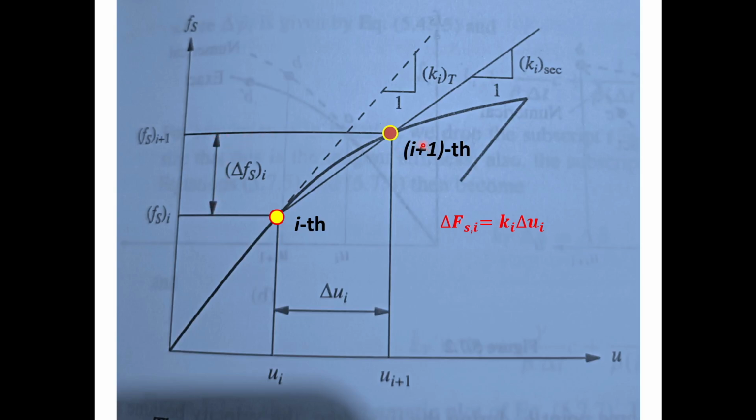This spring force will be changing at every step as the nonlinearity goes on and it goes into different new steps. So what is the current spring force if you want to get it? Then the previous spring force plus the increment in the spring force you have to add up. So in the current step, the increment in the spring force will be the current stiffness ki into the increment of displacement delta ui.